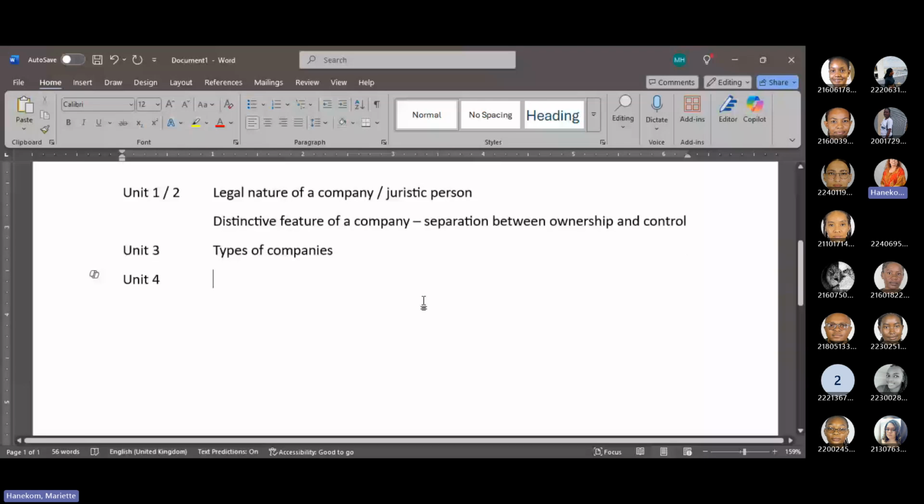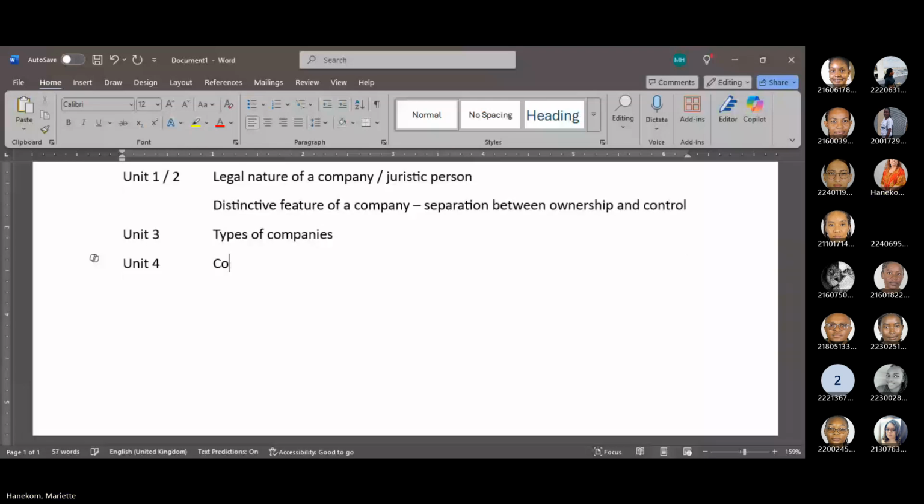Unit 4: the constitution of a company, your memorandum of association, and your articles of association. An important takeaway from Unit 4 is the legal relationships that flow from the Constitution.